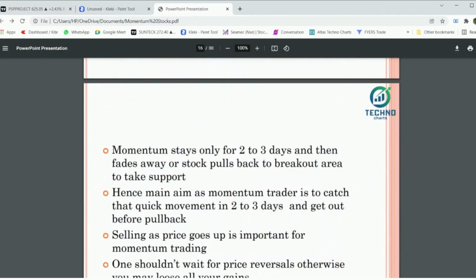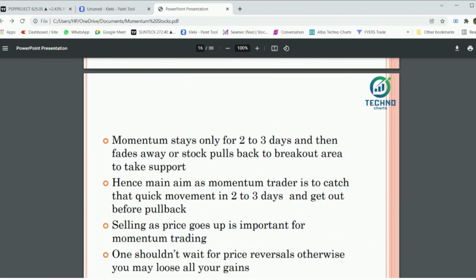Now momentum, generally what is momentum trading? The momentum lies only for 2 to 3 days, right? So momentum stays only for 2 to 3 days and then fades away, or the stock pulls back to the breakout area to take support. Hence, the main aim as a momentum trader is to catch the quick move in 2 to 3 days and get out before a pullback. Okay, so if you don't want to wait for the pullback, then your main aim is to just directly take a target of 10 to 15%, enter into the trade and exit before your stop loss hits or before the retest happens.